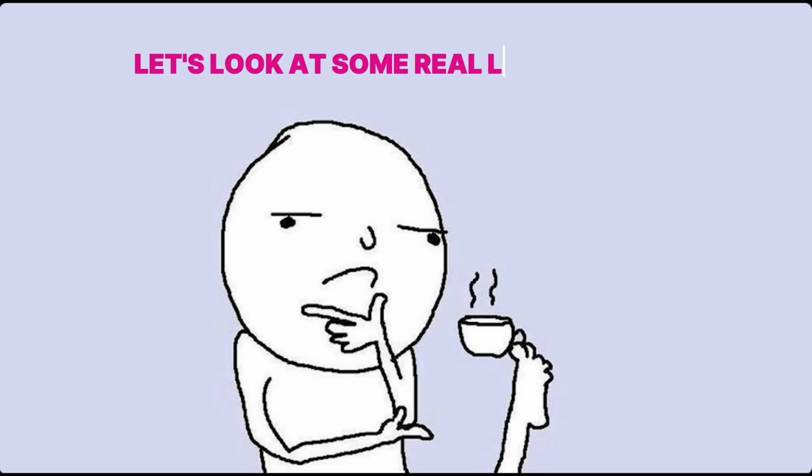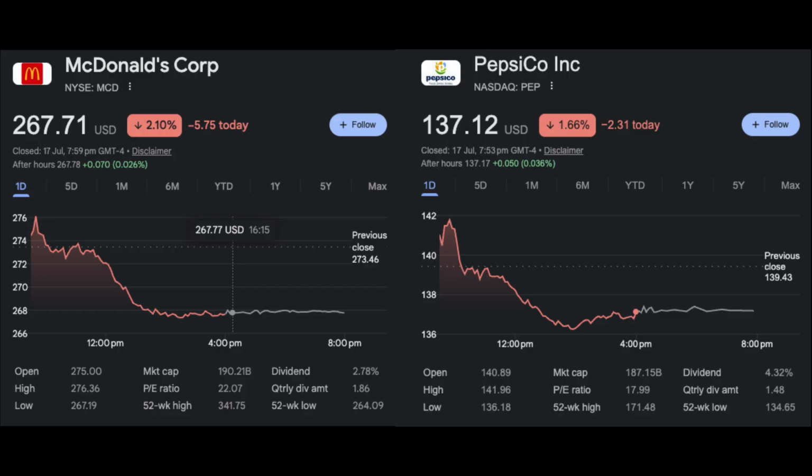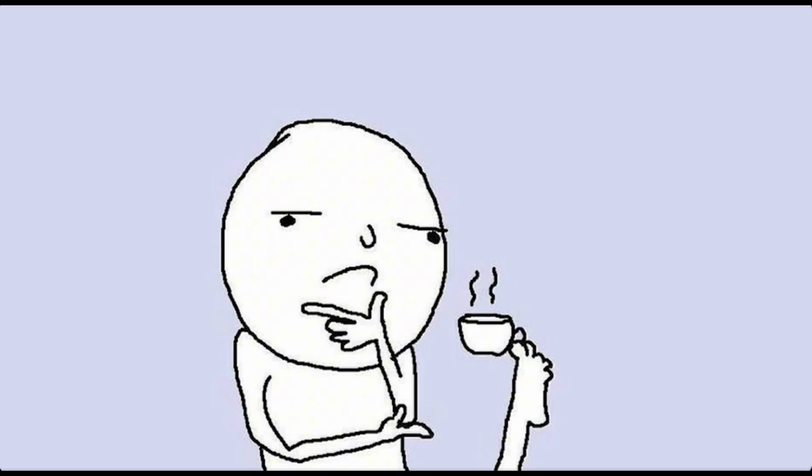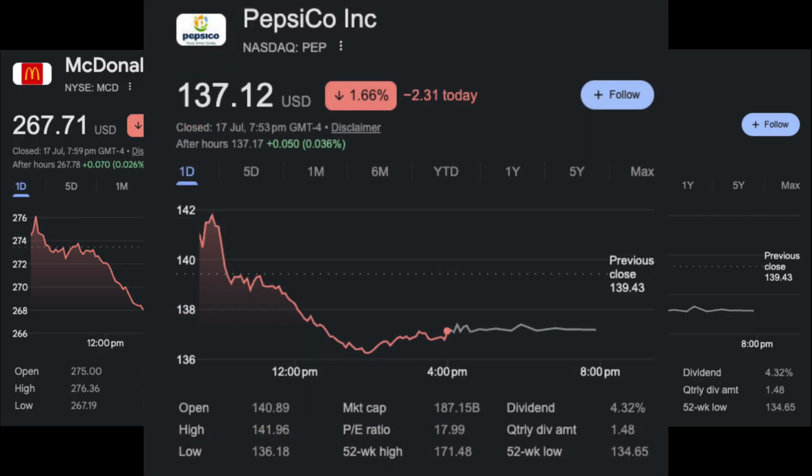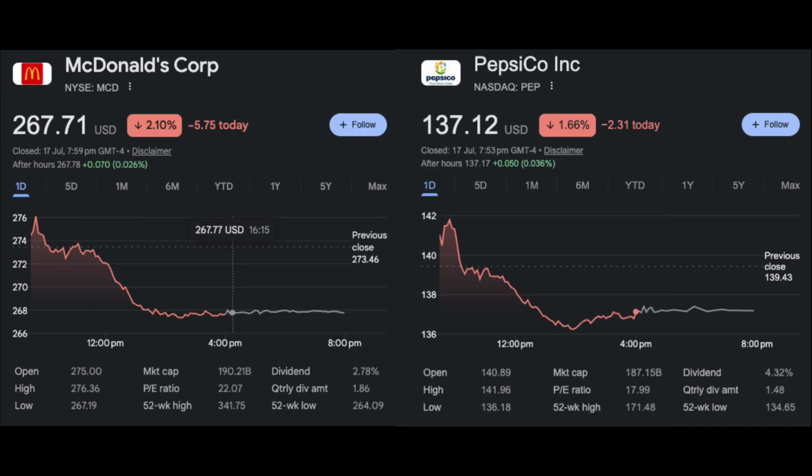Let's look at some real-life examples. The companies we are all familiar with, Pepsi and McDonald's. McDonald's has a PE of 22 while Pepsi has a PE of 18. So let me ask you a question. Which company looks cheaper? At first glance, most people would probably say Pepsi because it has the lower PE ratio. And based purely on earnings, that's correct. Investors are currently paying about $18 for every $1 Pepsi earns, compared to about $22 for every $1 McDonald's earns.